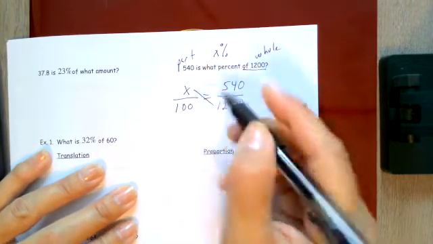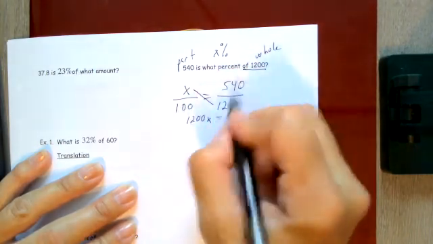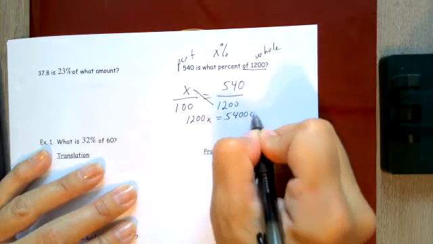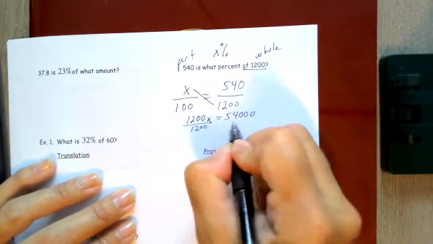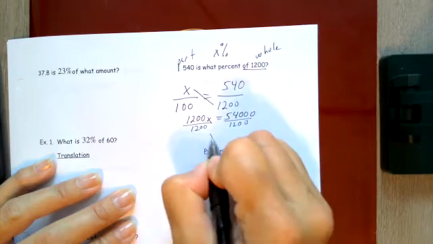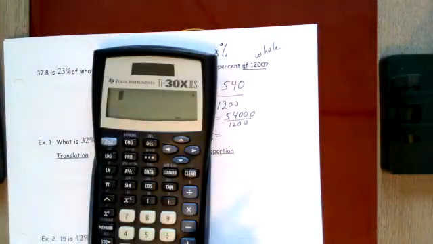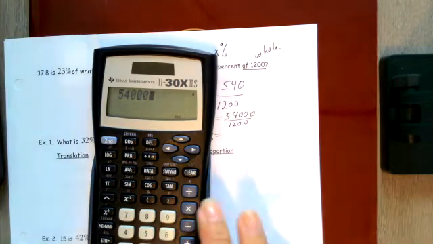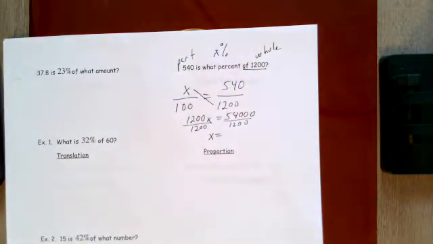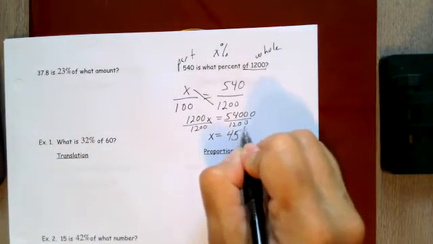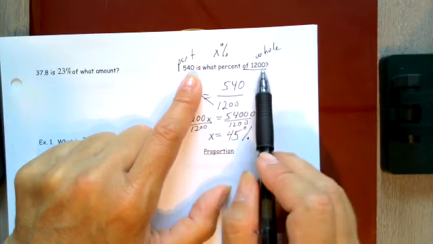So if I go to solve this, let's figure out what percent that is. I'm going to cross multiply. 1200x equals 540 times 100, 540, add two zeros. Now I'm going to divide both sides by what is next to my variable. So x equals 54,000 divided by 1200. 45. So 540 is 45% of 1200. That makes sense. It's not quite half, but it's almost.